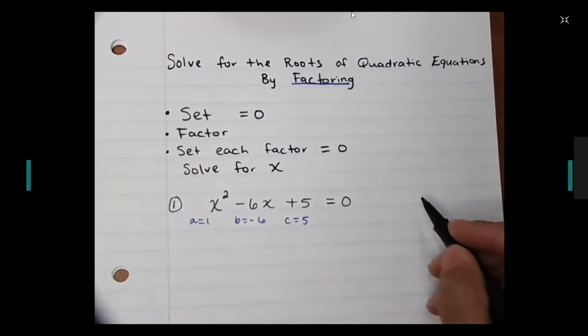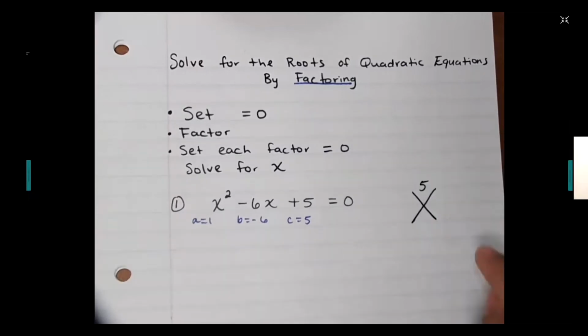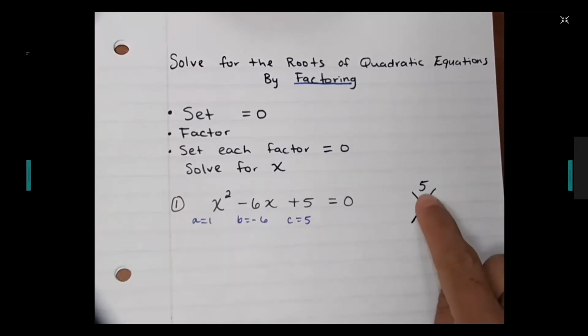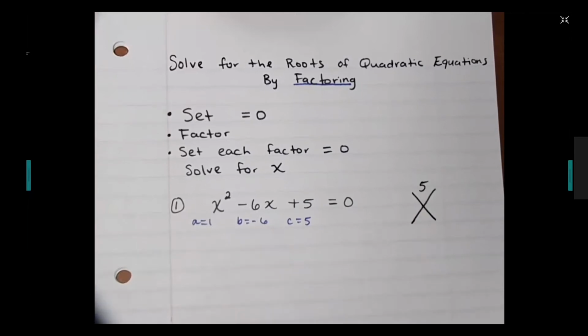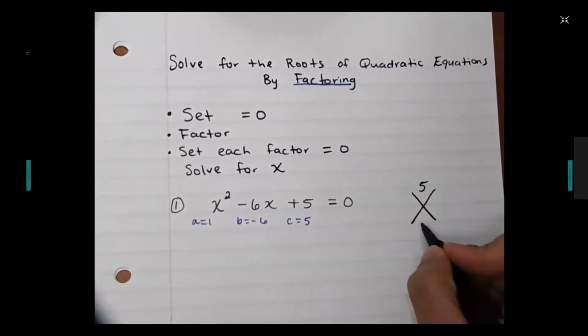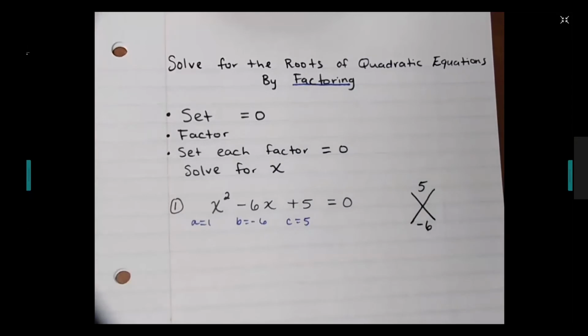Some of you might do a t-chart. Some of you might use what I call the magic X. When you have the magic X, at the top you put the c, and on the bottom you put the value of b, which is -6. Again, we're looking for two numbers that multiply to +5 but add to -6.